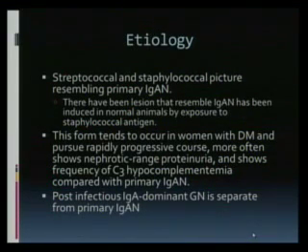So they thought maybe the bacteria they're looking for is possibly strep or staph. However, it's a separate entity. The post-infectious IgA dominant GN is separate from primary IgA. This tends to be seen more with women who are diabetics, who have rapidly progressive renal disease and nephrotic range proteinuria and so forth. They tend to develop this staph and strep infection, and it resembles IgA nephropathy, but it's not the exact entity.